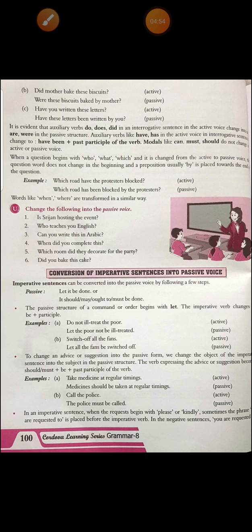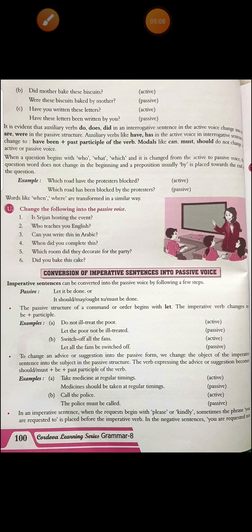And auxiliary verbs have, has, they change into have been, plus past participle form of the verb. This is clear. Then the third thing, that modals like can, must, should do not change in active or passive voice. This is clear. Okay.